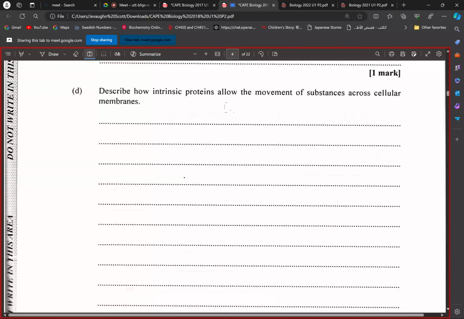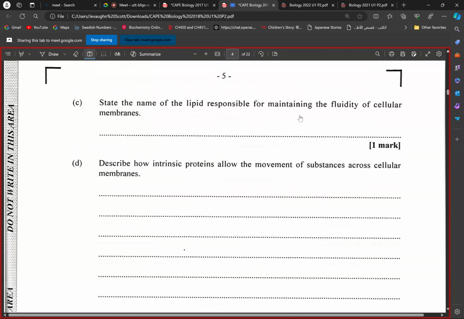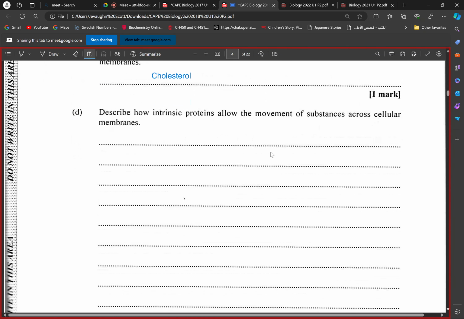All right. State the name of the lipid responsible for maintaining fluidity of the cellular membrane. What would that lipid be? Quickly name that lipid. Go ahead, Jelena. So the cholesterol. Cholesterol. Oh, I put the R in the wrong place. Cholesterol. Lovely.